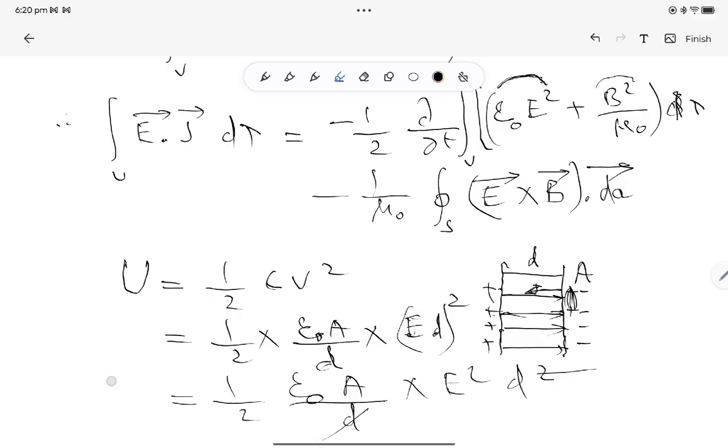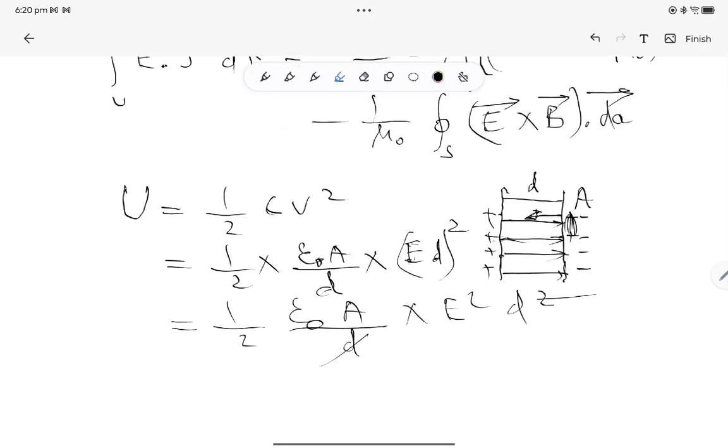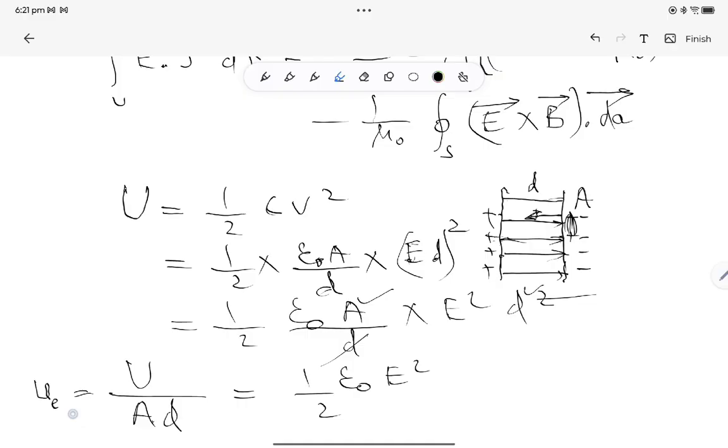One D goes, and we are left with A, the area of cross section, into D, the distance between them, that is the volume of the capacitor. Therefore, taking this volume to the other side, energy divided by A D will be equal to 1 by 2 epsilon naught E square. So this is energy per unit volume. We denote it by small u, electric energy, u E, that is energy stored per unit volume of this field.